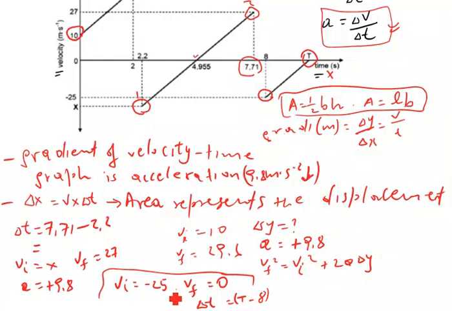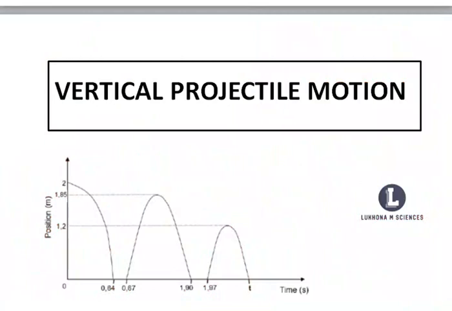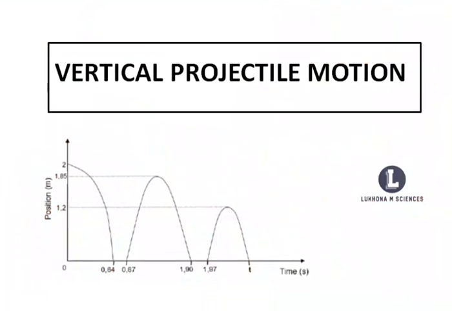The line is still increasing, so the acceleration is positive 9,8. Then we're done with this one. Let's go to the displacement time graph, that is the position time graph.